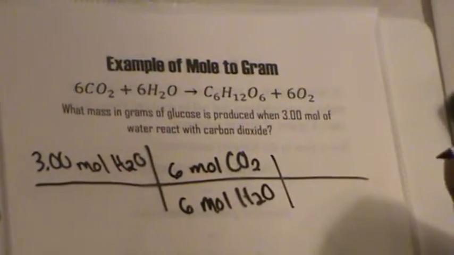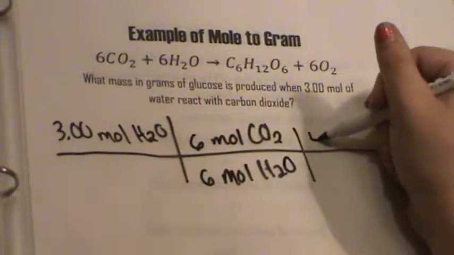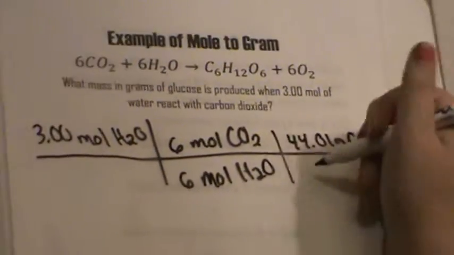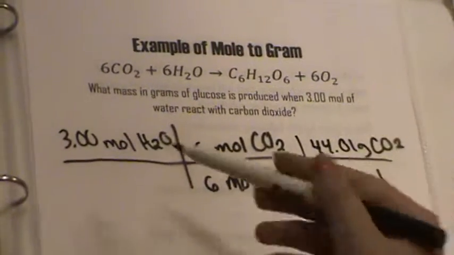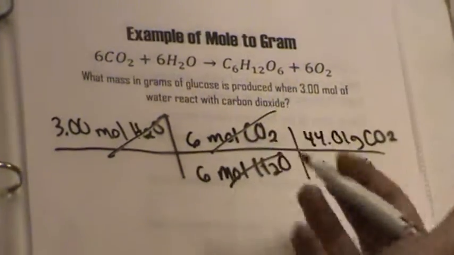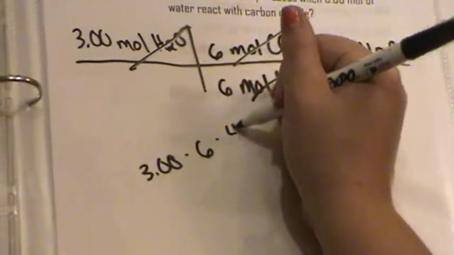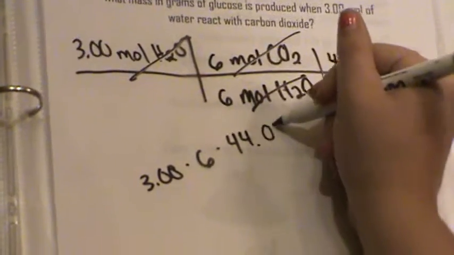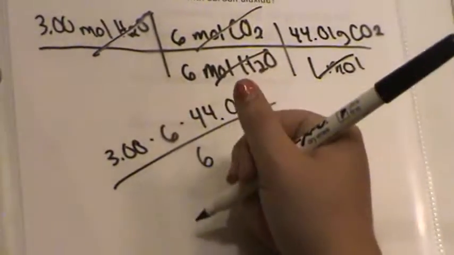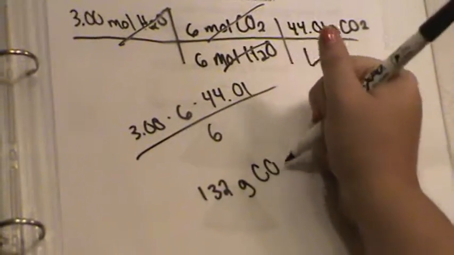So you take the molar mass of CO2, which is 44.01 grams, and put it over 1 mole. So your moles cancel with moles and your moles cancel with moles. And you are left with 3.00 times 6 times 44.01 grams divided by 6, which is 132 grams of CO2.